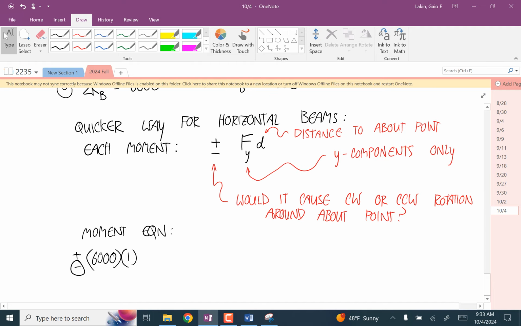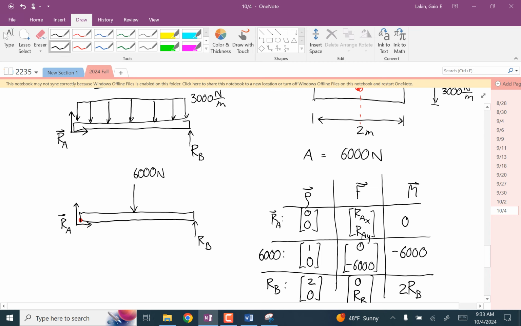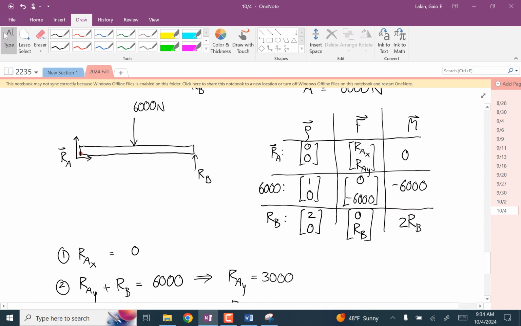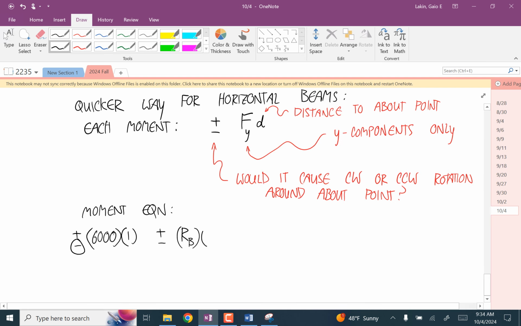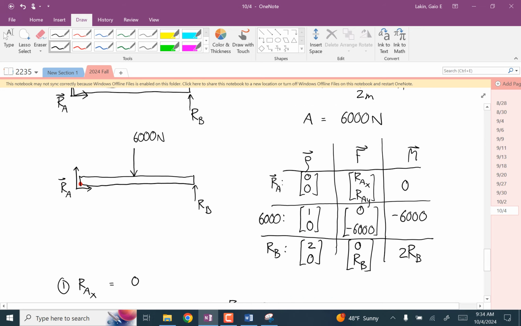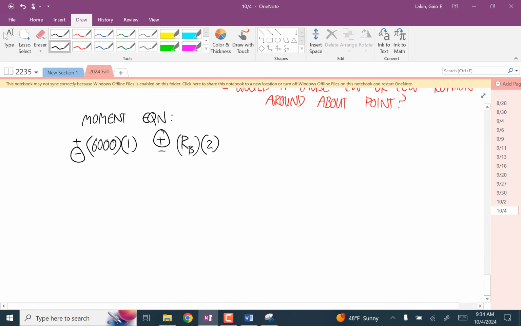Okay, and then we'll go to the next one, plus or minus the force is RB. What's the distance from the about point to RB? 2. As drawn, would that RB produce a clockwise or counterclockwise rotation? Counter. So we want the positive here. And now just set this equal to 0.